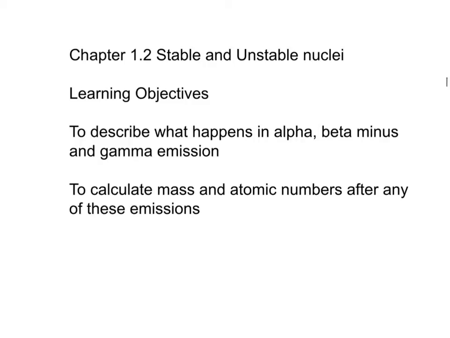Okay, so welcome to this video, just covering chapter 1.2, which is stable and unstable nuclei. You should have already done some work which covers the facts you need to know about the strong nuclear force and its role in keeping the atoms stable. What we're going to look at in this video is what happens when a nucleus is unstable, and for that we're going to think about what happens when it emits either an alpha, beta minus or gamma emission, and calculate mass and atomic numbers after those.